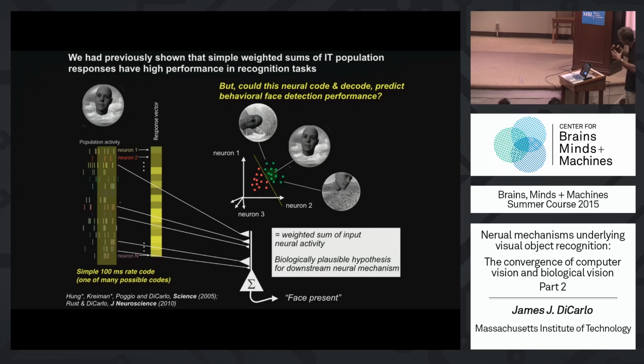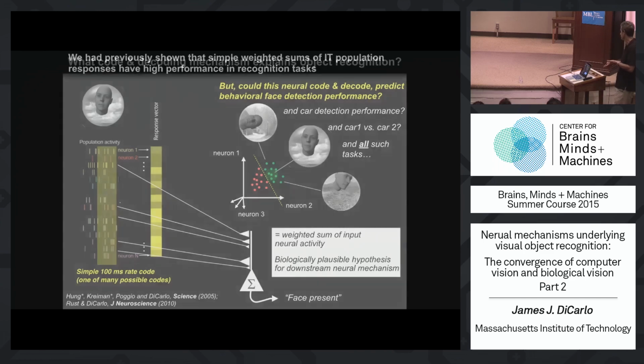And not only would this class of decoding models that was motivated by that earlier work predict this task, but would it predict car detection? Would the same model predict car 1 versus car 2? That's a subordinate task. And all such tasks, again, over the whole domain, can you take the same decoding strategy and take the data and say, I'm going to just learn on a certain number of training examples, build a classifier, and then I'll say that's my model of how the human does every one of these tasks. And if that's true, then it should perfectly predict that pattern of performance that I just showed you earlier.